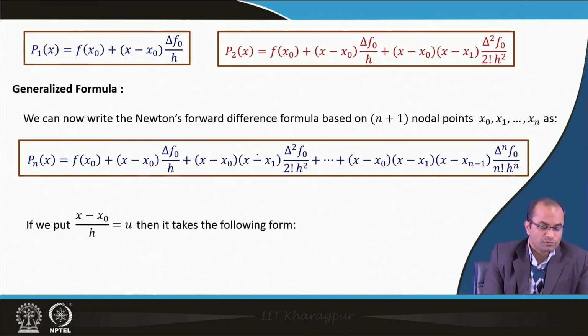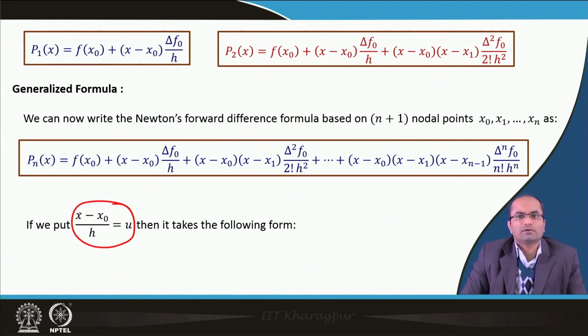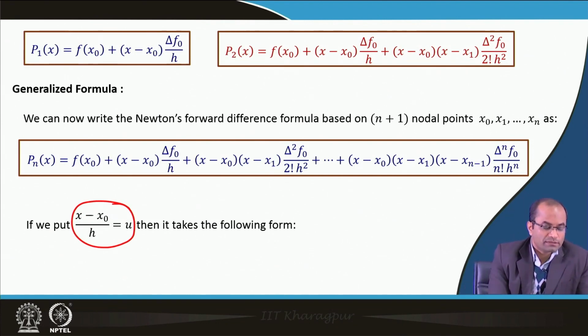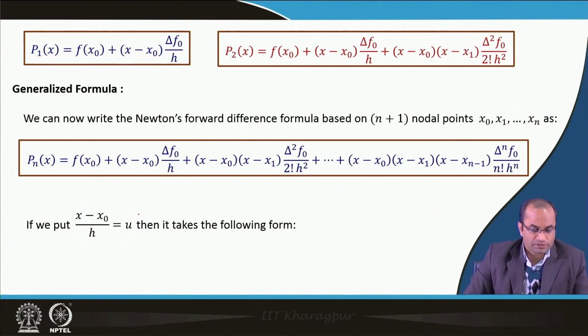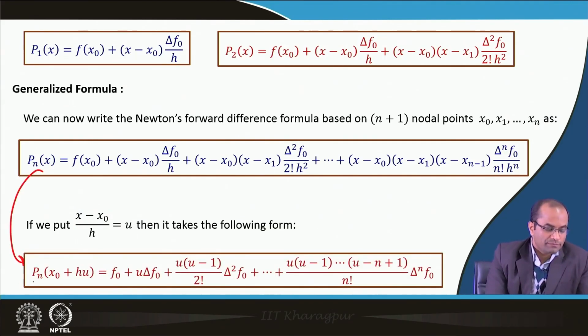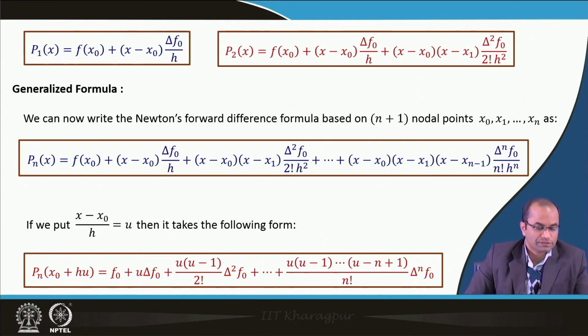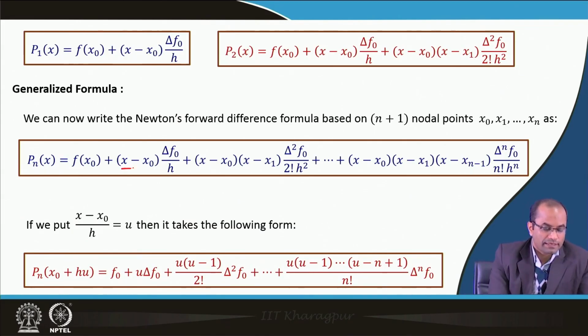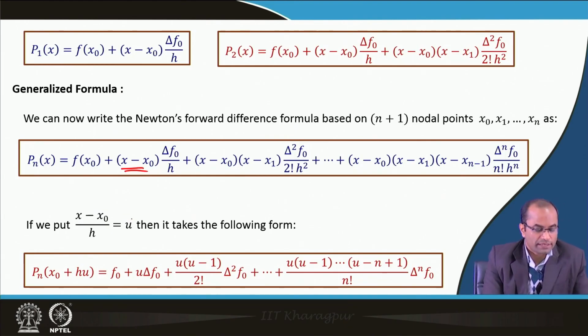There is another form also in the literature one can find, that if we substitute this x minus x naught over h as u, just a change of variable kind of thing. So x minus x naught over h, if we substitute as u, then this formula can be written in this form Pn, and this x is nothing but from here we can get h u plus x naught. So x naught plus h u, and then we have this f naught, which is a short notation for f x naught, and then here x minus x naught is h u.